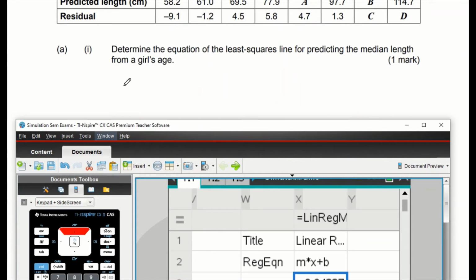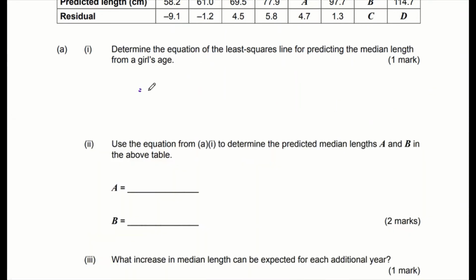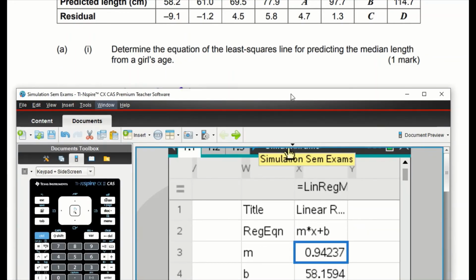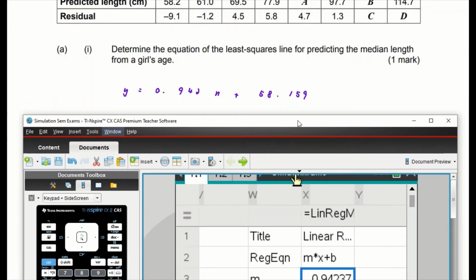So we have y equals, let's make it 3 decimal places, 0.942x plus 58.159. Sorry for the noise from the vehicle outside. Okay, so that's the value that you get. Remember to check it.